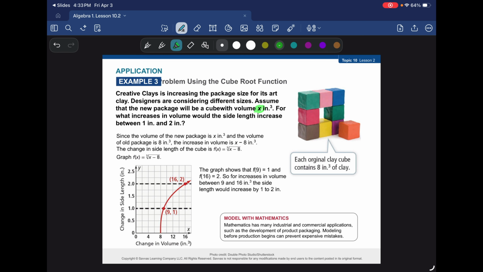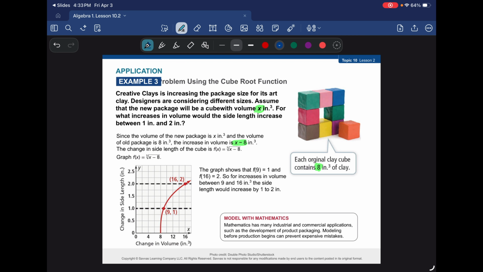Okay. So since the new volume is x and the old package, according to the diagram, originally was 8 cubic inches, how do we find the difference or the change in volume? I start at 8, I go to x. To find the change or the increase, I would have to subtract x minus 8. Okay, that's telling me the change. If I started at 8 and I go up to x, in order to find out how much I increased, I have to subtract. So that is the increase in volume. Remember, we're talking about volume. Okay.